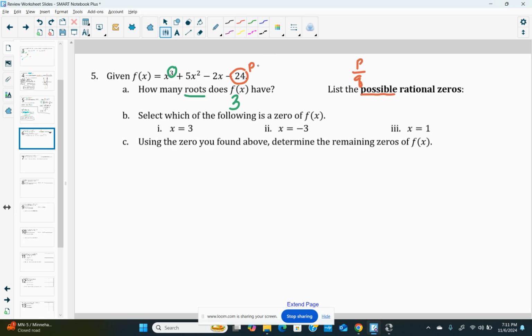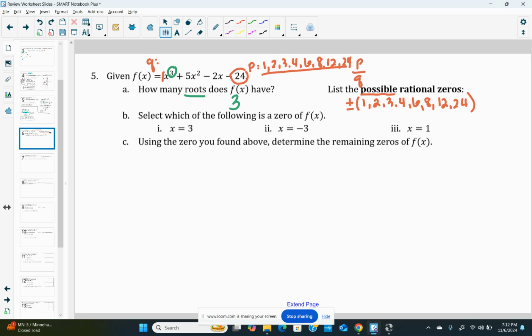So the factors of p are the factors of 24: 1, 2, 3, 4, 6, 8, 12, and 24. And then q in this case is 1. So you're just going to divide by 1 each time, which is nice because then these are just your answers. So your possible rational roots are plus or minus all of the p's divided by q, which is just 1. So just plus or minus 1, 2, 3, 4, 6, 8, 12, and 24.